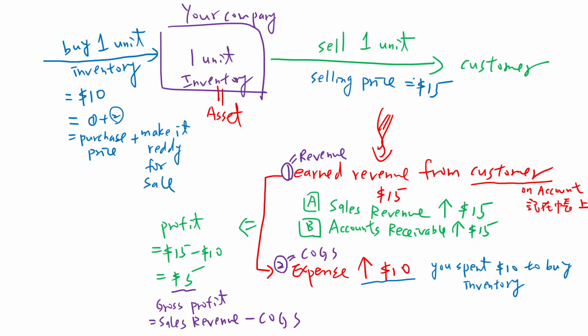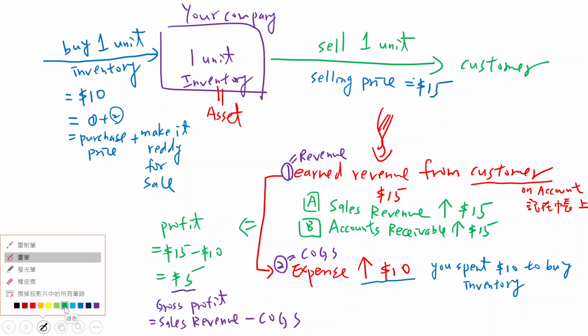How about the second thing? You spent $10 to buy the inventory before. Right now, you sold it, give it to customers. So do you have that inventory, 1 unit? No more, because that 1 unit, you sell it to customers. So you don't have that 1 unit inventory because you give it to customers. Okay? So for expenses, what's the effect we have?